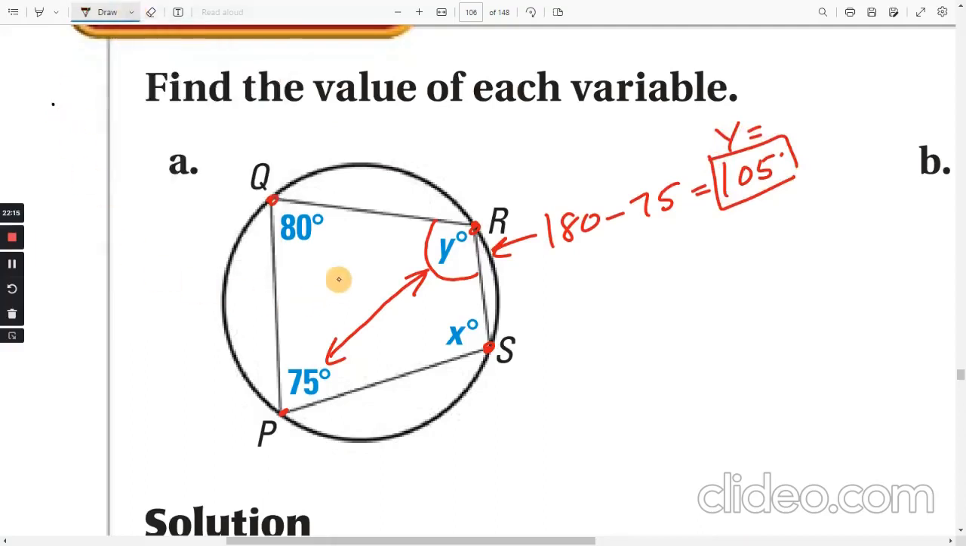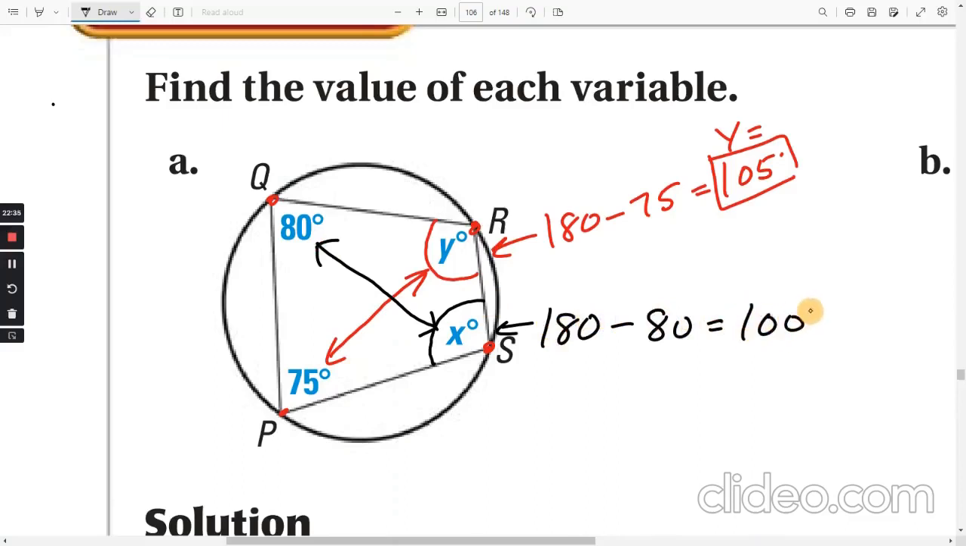Now for the other opposite angles, we have X degrees and 80 degrees. So this angle right here, that's just going to be 180 minus 80. And of course that equals 100 degrees. So angle X is 100, or should I say x equals 100. It's really angle S, but x is the measurement.